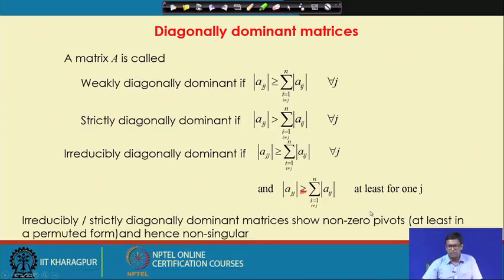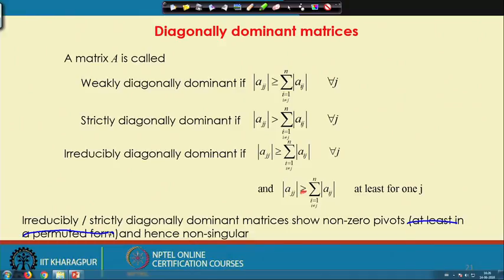Another thing is that irreducibly or strictly diagonally dominant matrices show non-zero pivots, at least in a permuted form, and hence are non-singular. Not only in permuted form, but also in non-permuted form, strictly diagonally dominant or irreducibly diagonally dominant matrices show non-zero pivots. So, the permuted form is not important here, and therefore these matrices are non-singular also.